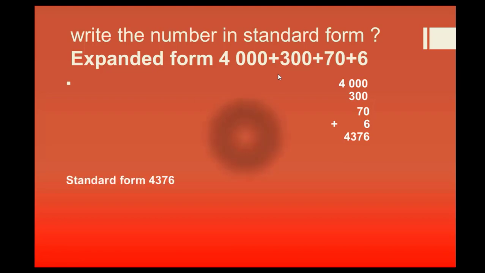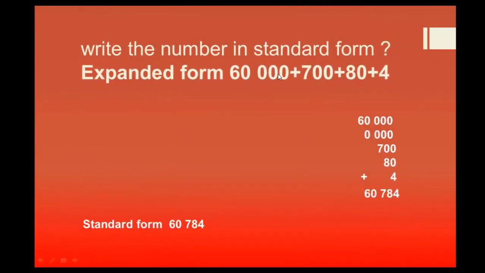Let's solve another example. Now we will change the expanded form into a standard form. We will write the number for this expanded form. We have 60,000 plus 700 plus 80 plus 4. We have written all these values. Now we will add them.